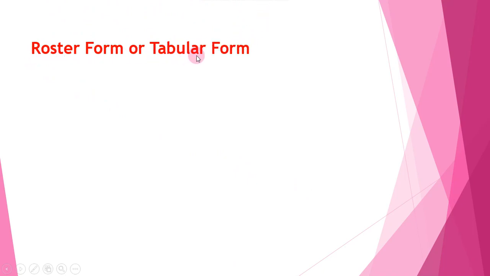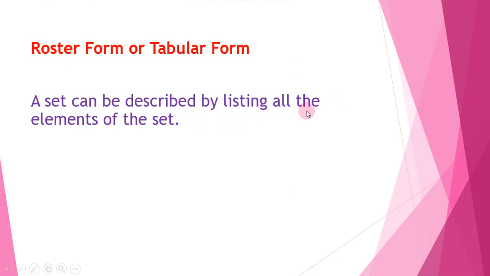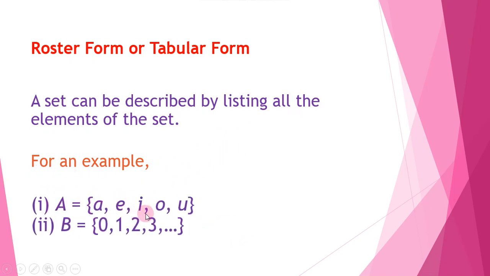Next, roster form or tabular form. A set can be described by listing all the elements of the set. For an example, A equal to {a, e, i, o, u}. The same example we have seen in descriptive form and set builder form, here in roster form.